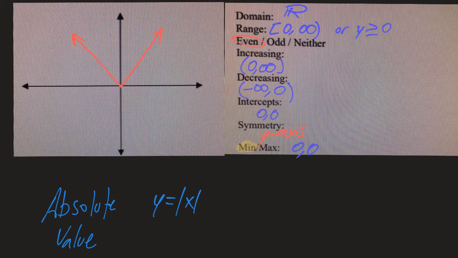Okay, they still have some very similar features in that they increase and decrease in the same areas. They have similar ranges and domains, right? They're both considered to be even, and they have that y-axis symmetry and a minimum value at 0, 0, the origin.